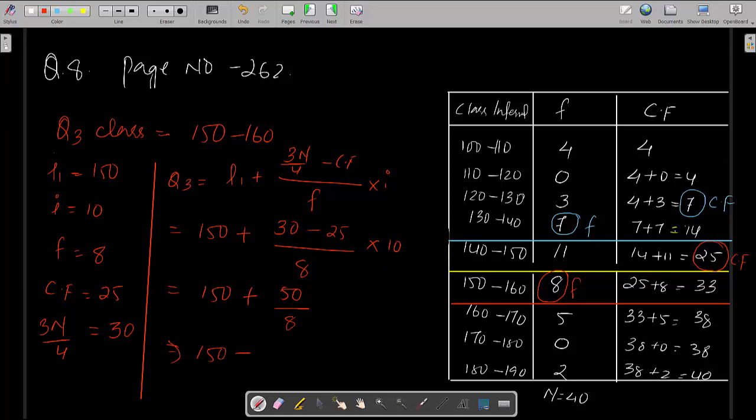So approximately it will come around 6.2, something like that. So you can just take 6 approximate. Okay, so it will be how much? 156. So this is our Q3 value. Okay, so with this we have come to the end of this, sorry, not this chapter, this question number 8.